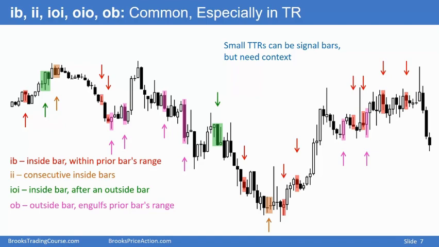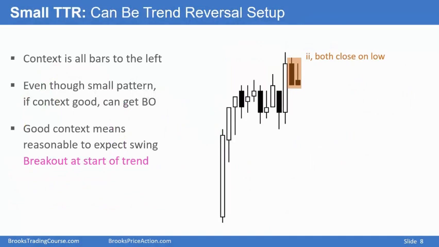Now I said that these small tight trading ranges, IIs, IOIs, any of them can lead to reversals or breakouts. But what's key is the context. What do the bars to the left look like? Context is all of the bars to the left. Here we have a small inside bar, and the bar before it is also an inside bar, so it's an II pattern. Remember, the inside bar can have a low at the low of the prior bar. The inside bar, its low has to be at or above the low of the prior bar. So even though this bar has the same low as this bar, it's still an inside bar.